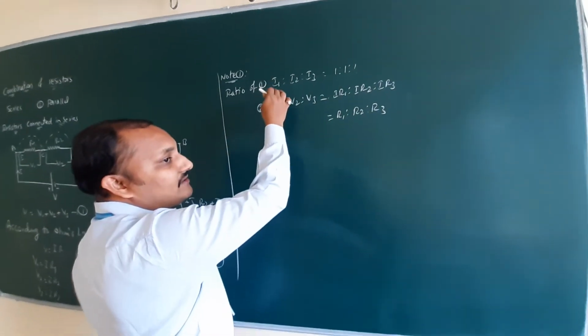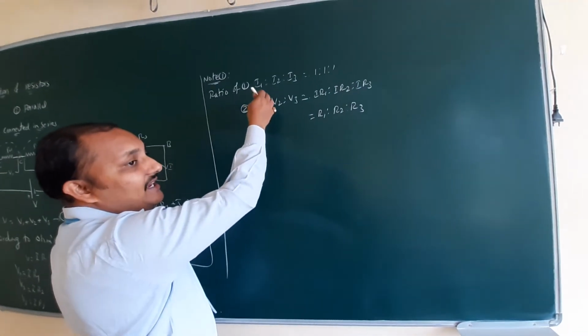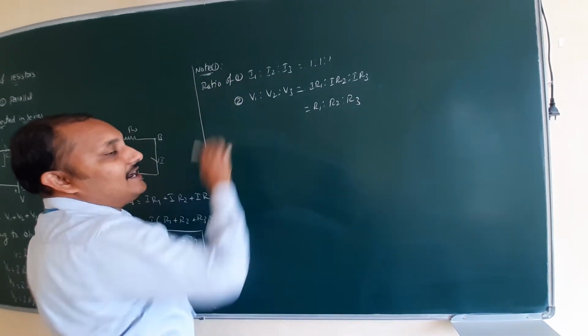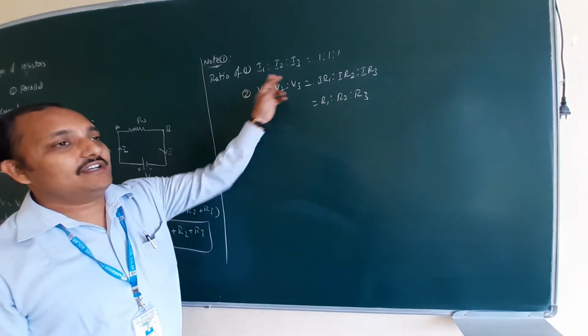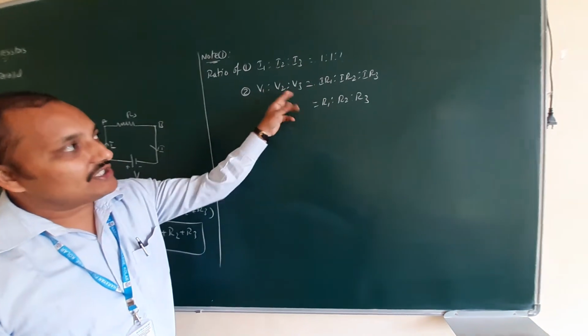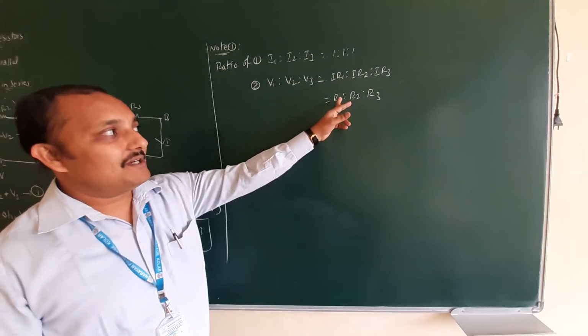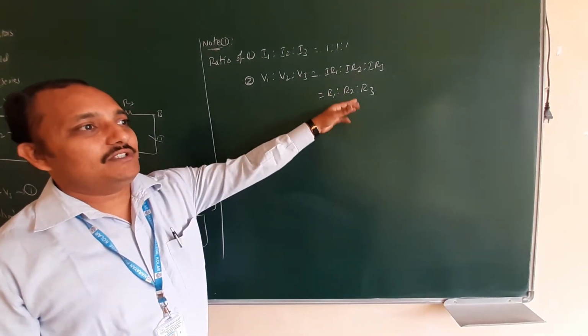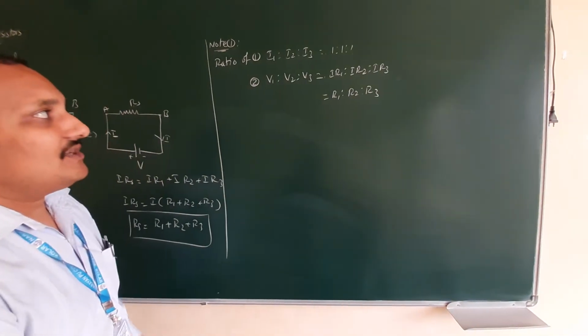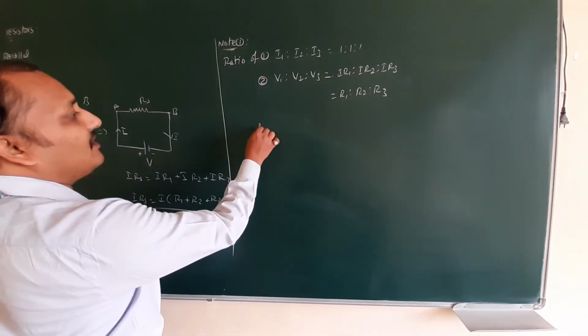Just compare. You can take a comparison between capacitors and resistors. There we gave charge; here we are giving current. There we have taken potentials only, and here also we are taking potentials, but there you got 1 by C1, 1 by C2, 1 by C3. Here we are getting R1 is to R2 is to R3. What is the third one we got?